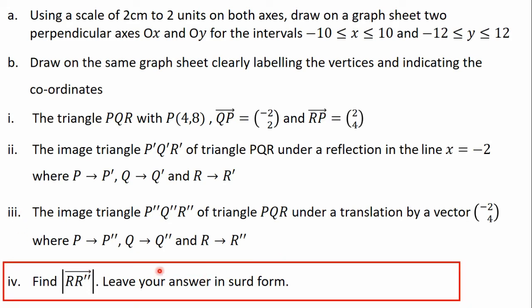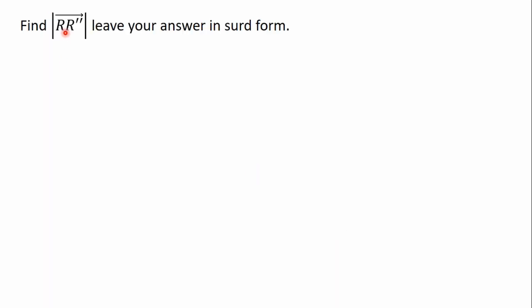The last part says that we should find the magnitude of the vector R double prime, and we should leave our answer in surd form. So we are going to find the magnitude of the vector R double prime, and we will leave our answer in surd form. In the videos on vectors, we learned how to find the magnitude of a vector.